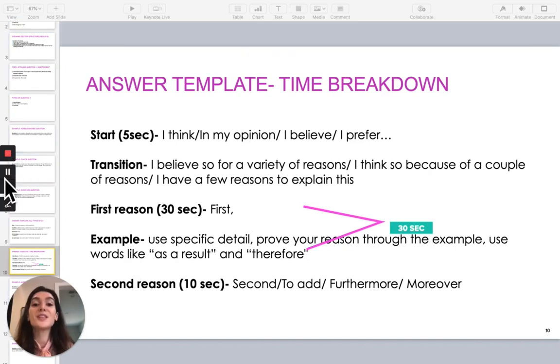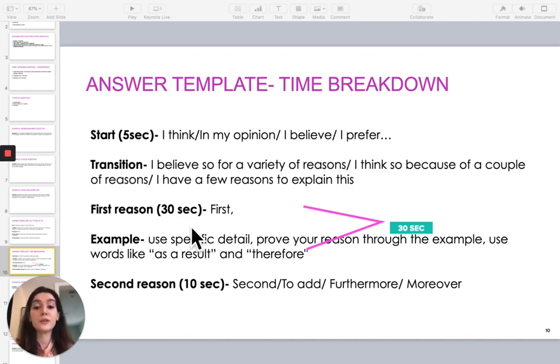So let's say your question is that you like to live in a big city versus a small city. So you can start by saying, I love to live in a big city for a variety of reasons. First, I think in a big city, it's easier to find more job opportunities. Okay, so that's your first reason. So when you're giving your example, you have to prove how you were able to find more job opportunities in a big city. So you can say something like, 5 years ago, I graduated with a master's in English, and I was having a really tough time finding a job.